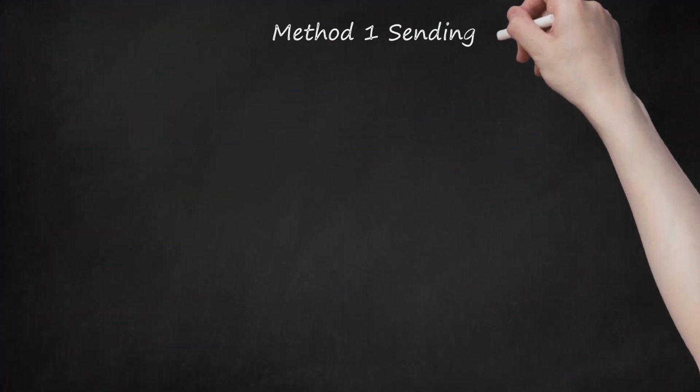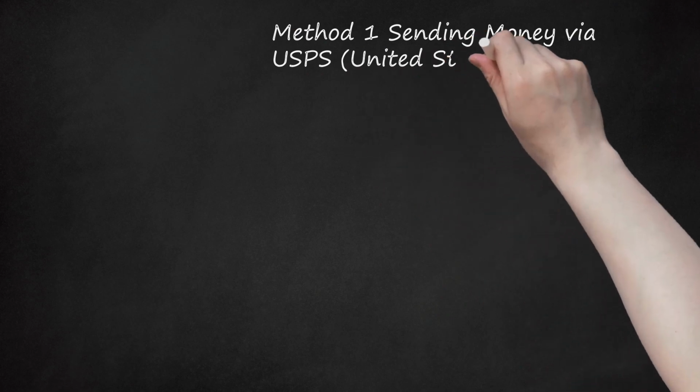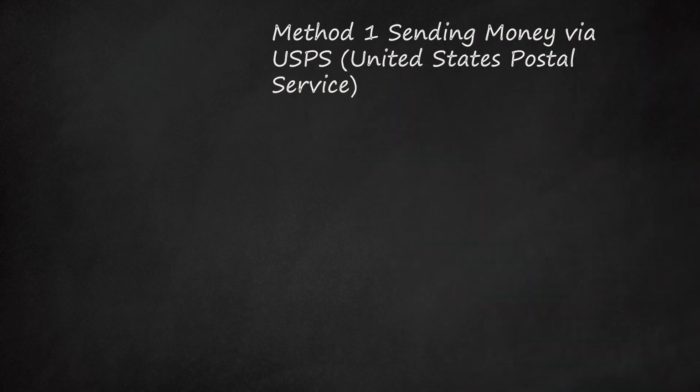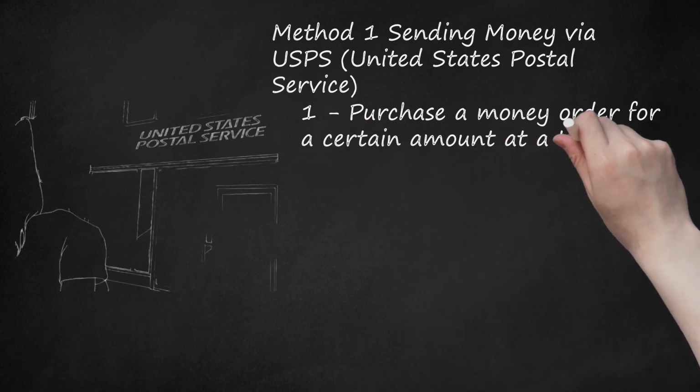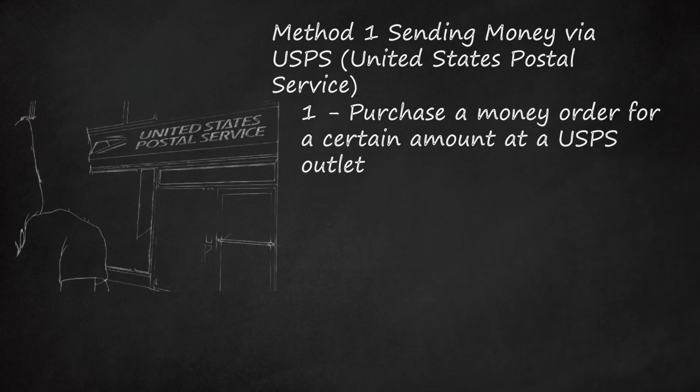Method 1: Sending money via USPS, United States Postal Service. 1. Purchase a money order for a certain amount at a USPS outlet. A money order is a secure payment method that is convenient, affordable, and widely accepted. Money orders can be bought at any official post office location.